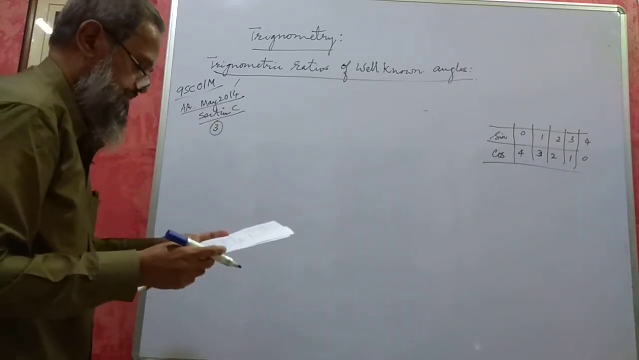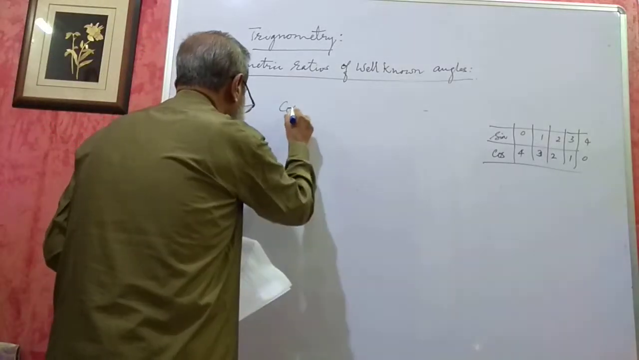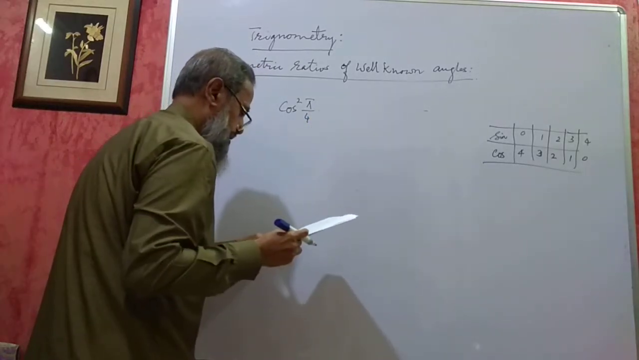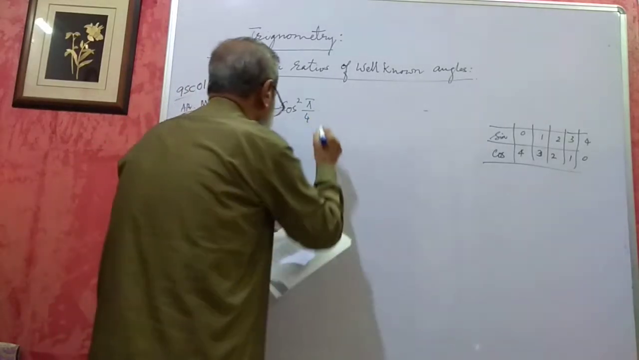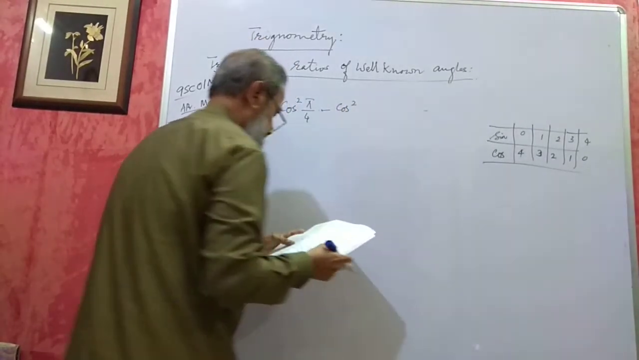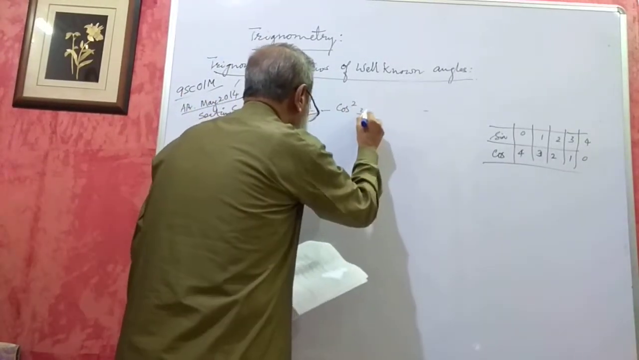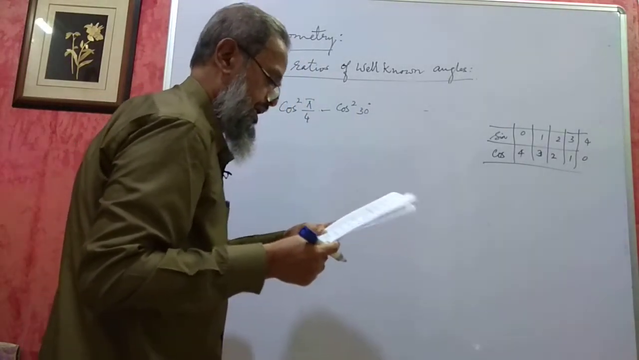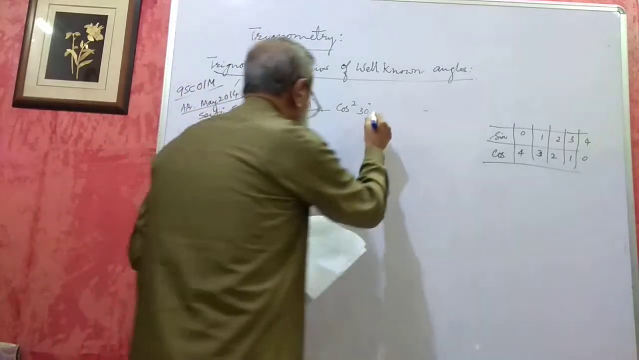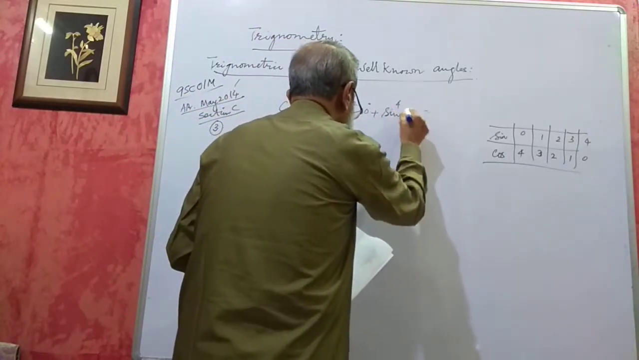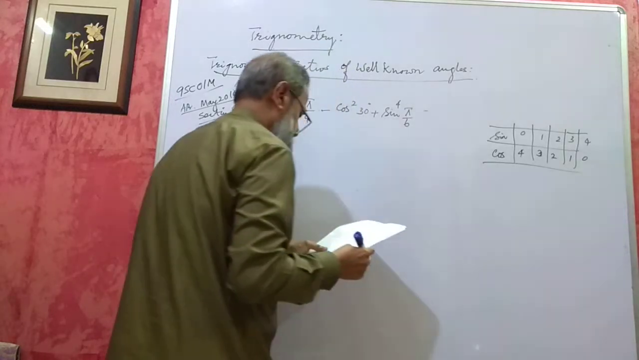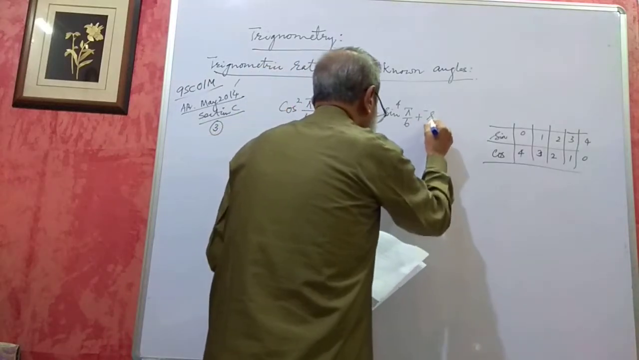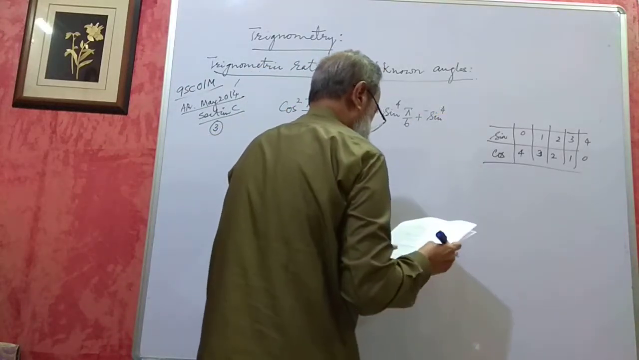Find the value of cos square pi by 4 minus cos square 30 degree plus sine to the power of 4 pi by 6 radians plus sine to the power of 4 60 degrees.